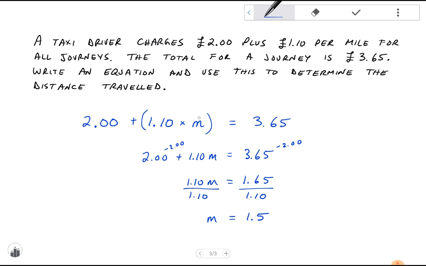You can go back, sub that into your original equation, and check to make sure that this works. You got 1.1 per mile, so 1.1 times 1.5, which is 1.65. Add that to the 2 just for getting into the cab, and you indeed have 3.65. So that's what's nice about these equations, is you solve for something and you can plug what you believe the answer is back into that original equation to check to make sure that what you've done is correct.